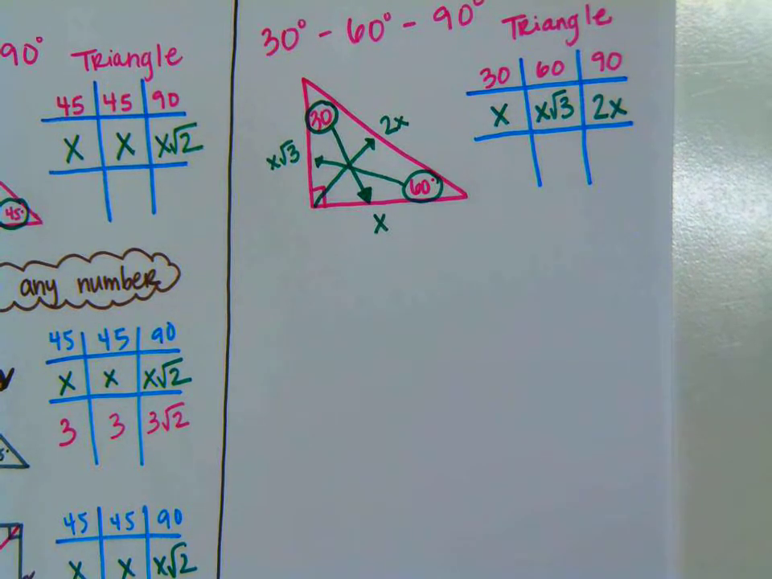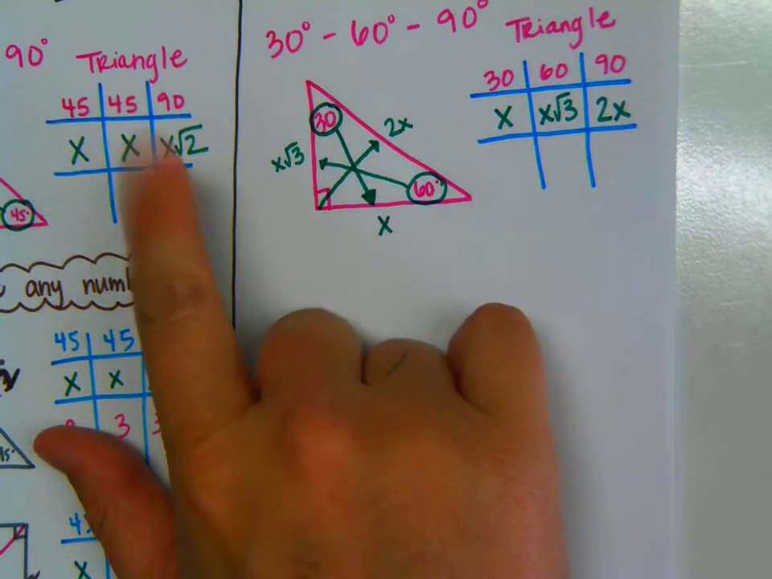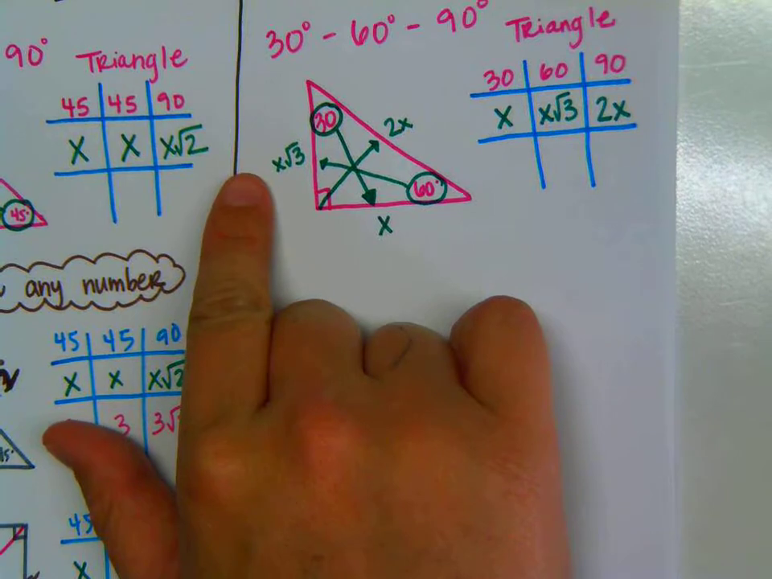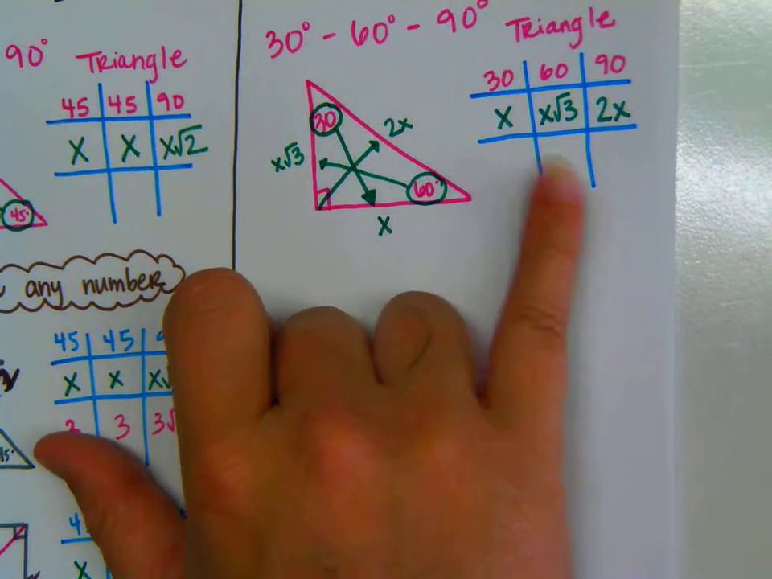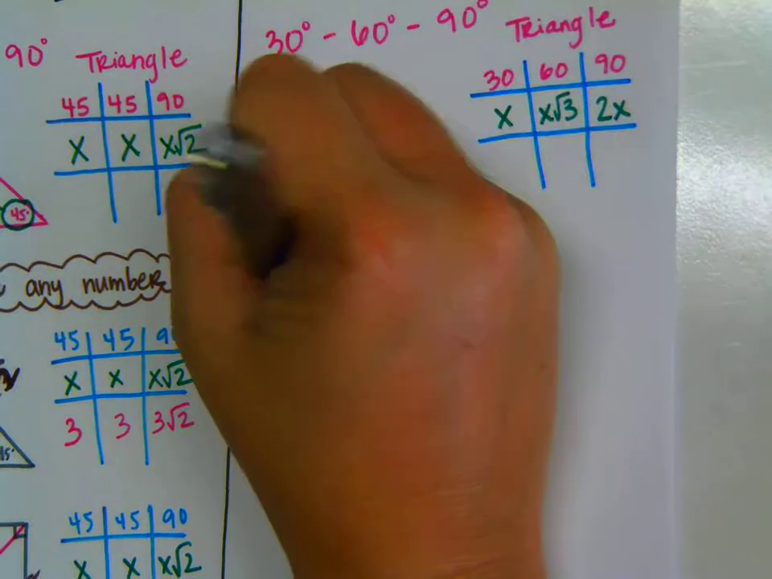So now you just have to memorize both of these. You just need to know 45, 45, 90 is X, X, X root 2. 30, 60, 90 is X, X root 3, 2X. Okay, those are just things you have to memorize. Again, X can be any number.